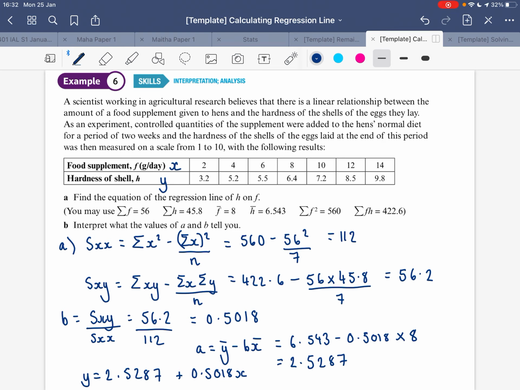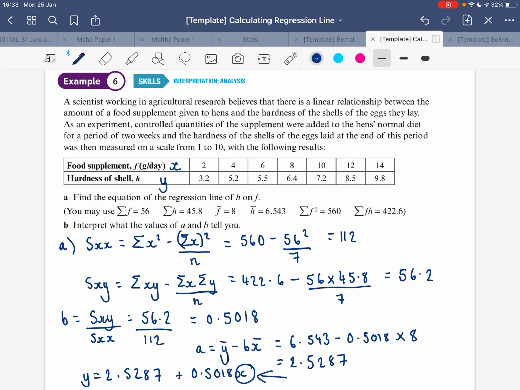B estimates the rate at which the hardness increases. So it's a gradient, the rate of change. It is also positive, so it means there is a positive correlation. In this case, for every extra 1 gram of food supplement per day, we're increasing the hardness by about 0.5. So if we put X as 1 into here, then every time you increase X by another 1, you are increasing the hardness of the shell by another 0.5 on that scale.